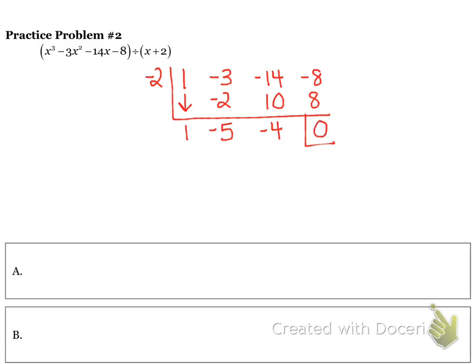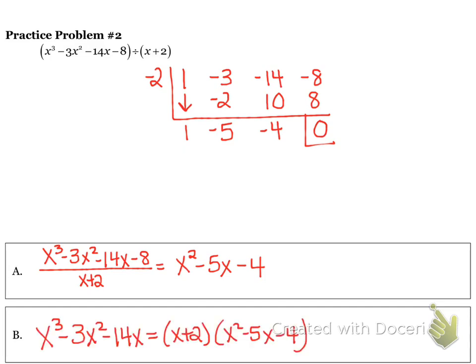So again, our dividend, x cubed minus 3x squared minus 14x minus 8 divided by our divisor of x plus 2 equals, now this is going to be a quadratic because we're taking a cubic function of a degree 3, we're dividing it by a degree of 1, a linear function. So we're going to get 1 less, which is a quadratic. And our answer is x squared minus 5x minus 4. And don't forget to also show that the divisor and the quotient equal your dividend.